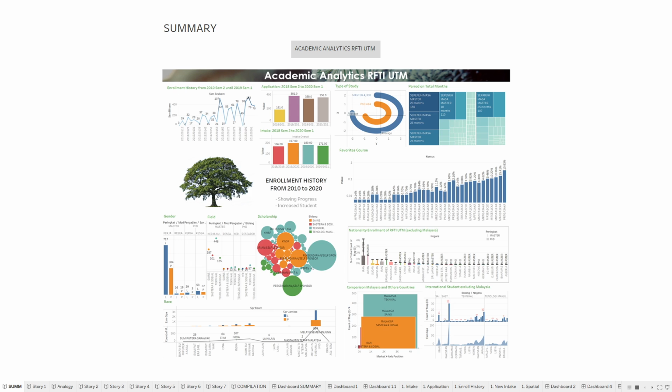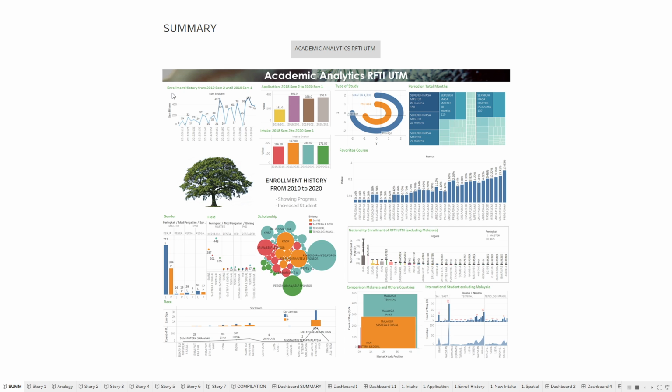My name is Azlan and I would like to present on academic analytics for Razak Faculty of Technology and Informatics UTM for the summative assessment interactive data visualization project. Going straight to the topic, this is a summary that I managed to capture from the data sets, after a bit of focusing to get the gist of the data set.